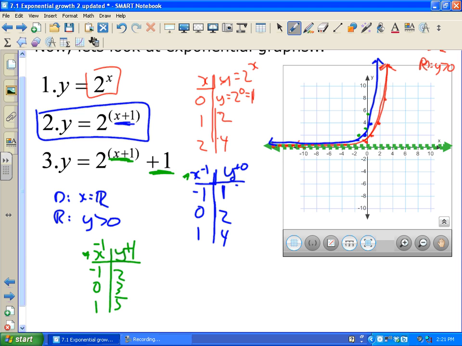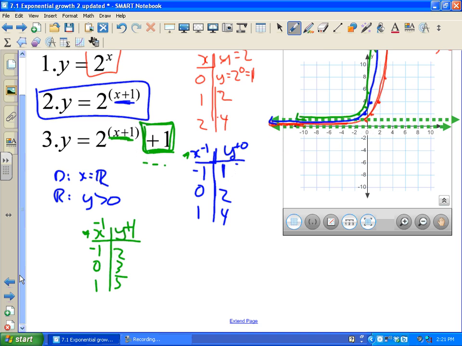Now here's what's happening. In this case, my asymptote has shifted 1 unit above. I've gone to +1 for my asymptote. In my green graph, I'll say it again, my asymptote has shifted 1 unit up. So here's what the green graph looks like. Asymptote has shifted up 1 unit. Now I won't have any values of y that are smaller than 1. So again, domain, x equals all real numbers, and range, y is greater than 1 now.